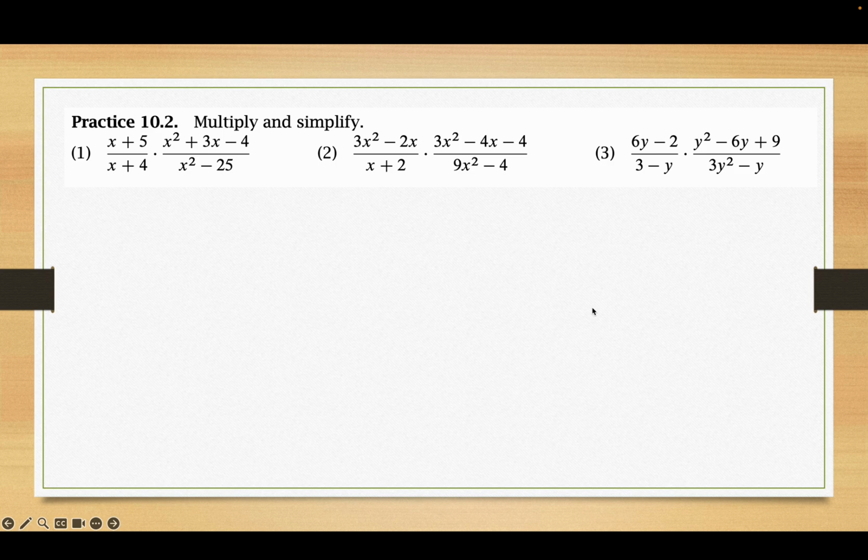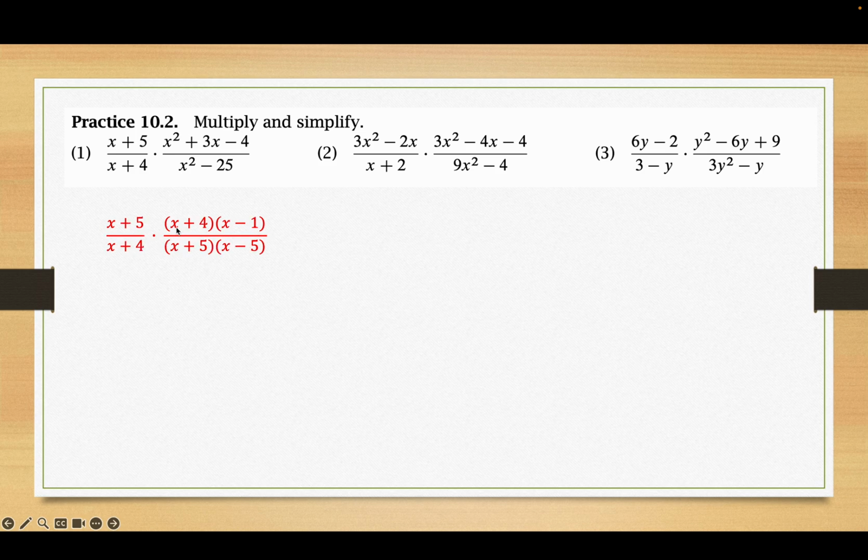Let's do another set. This time, we'll start with just the first one. Then we'll do the next two. Factor and cancel. Factor and cancel. All that you do is you factor and cancel. Okay, so x plus 5 over x plus 4 doesn't need to be factored, but the fraction or ratio on the right needs to be.